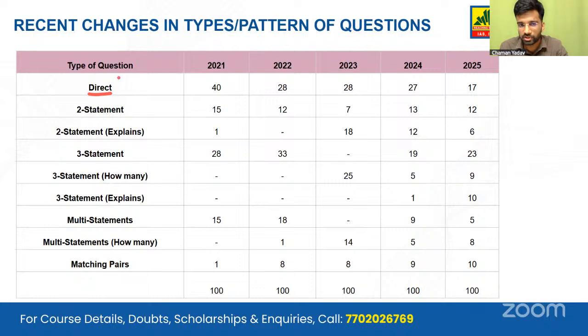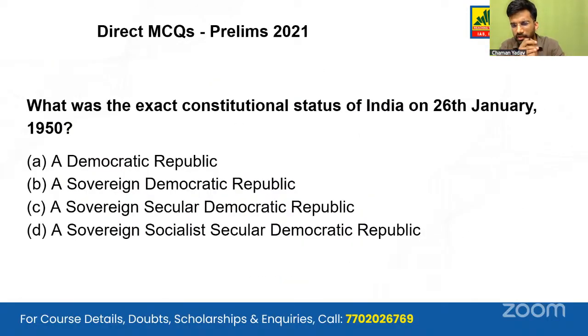So these were the direct questions. You will be asked A, B, C, D. You have to choose the right answer. So if we take an example of such questions, this was an example of such a question: what was the exact constitutional status of India as on 26 January 1950?